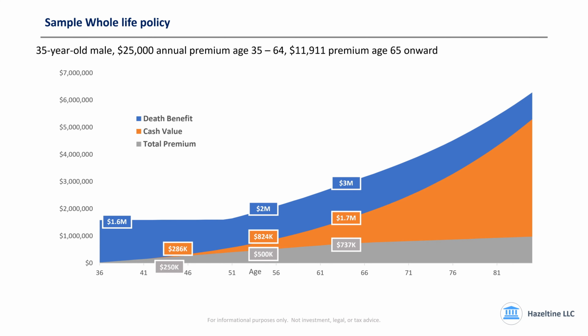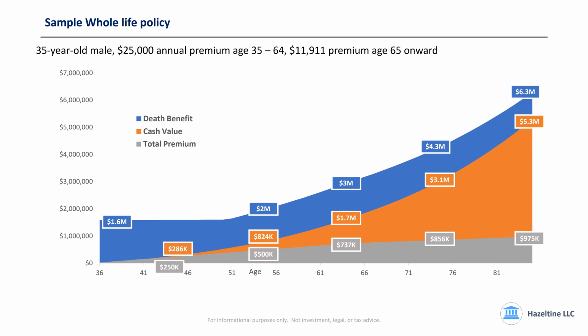By age 65, we've paid $737,000 into the policy. We now have $1.7 million in cash value and a $3 million death benefit. This is the age at which the premium drops down. That gets into some details of case design I'm not going to go into, but the premium drops down from $25,000 to $12,000. Then by age 75, we've paid $856,000 in premiums into the policy. We now have $3.1 million in cash value and a $4.3 million death benefit.